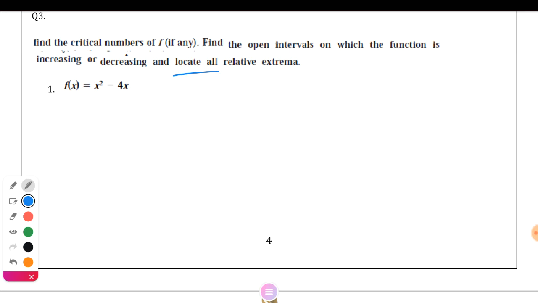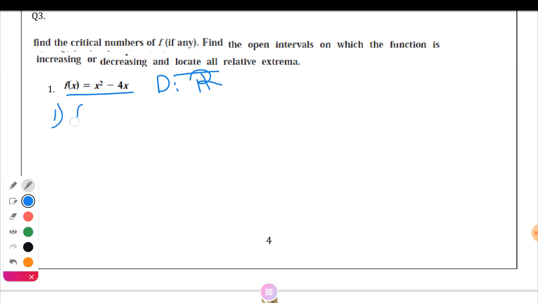Before I begin to solve, I have to identify the domain of the function. Before I begin my steps, domain is what? Since it is a polynomial function, its domain is what? All real numbers R. Okay? Then I'll start my steps.